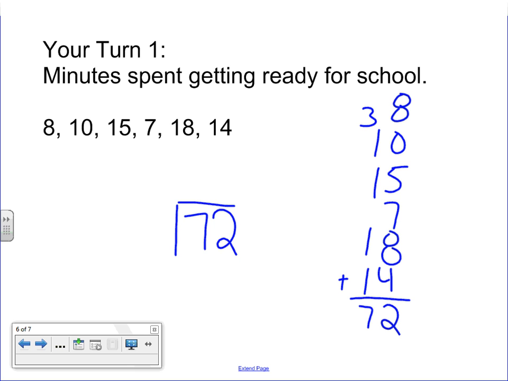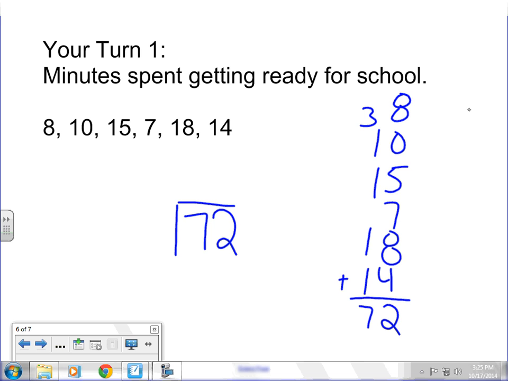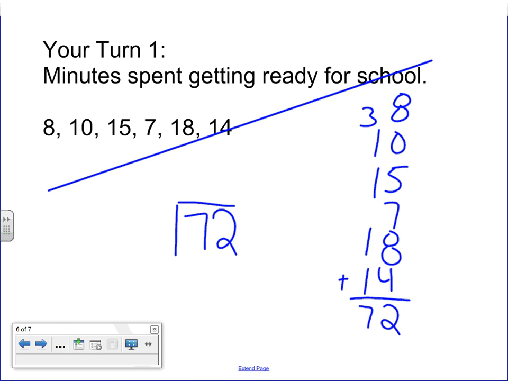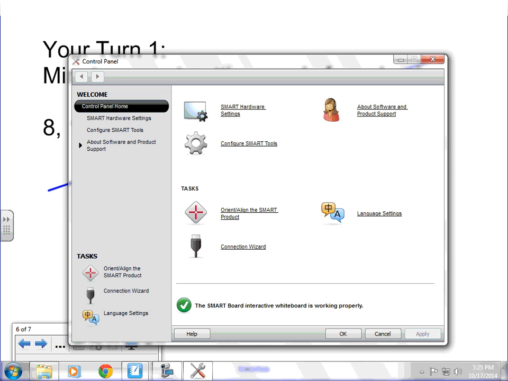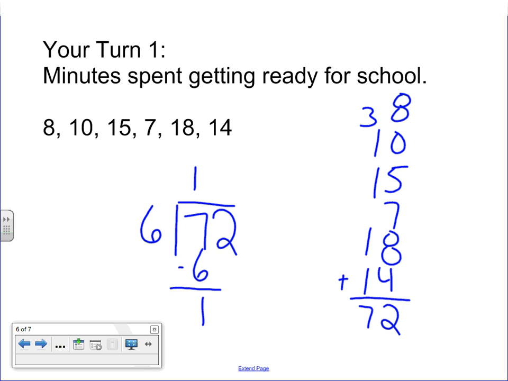How many pieces of data do we have? We've got 1, 2, 3, 4, 5, 6 pieces of data, so we're dividing by 6. 6 times 1 is 6. So subtraction, we have 1, you bring the 2 down. 6 times 2 is 12. Do the subtraction. The mean of this set of data is 12.